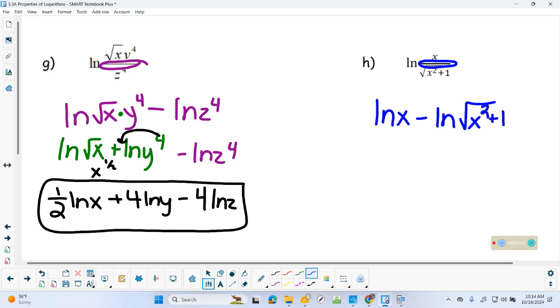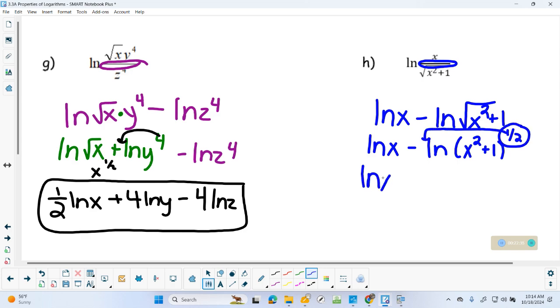Now ln of x, I mean, that's about as simple as it gets, right? Let's just leave it. I don't love this square root. So again, gosh, this keeps coming up. I'm thinking about the square root as a 1/2 power. So now I'm going to use this third power property, it's in pink over here, where I just drop this half to the front, and let's take a look at what we got left. Minus half ln, and I still have my x squared plus 1.